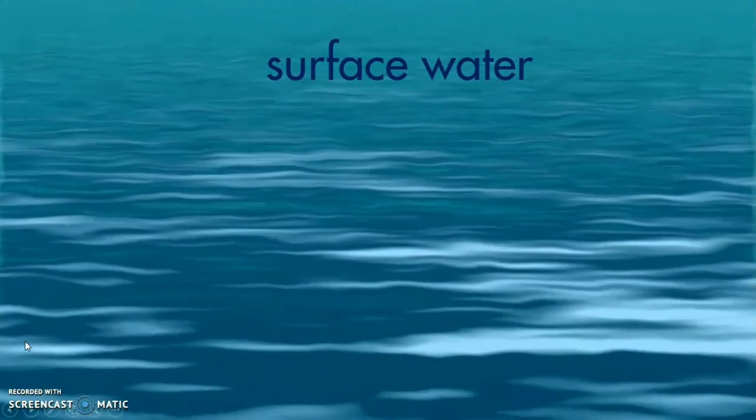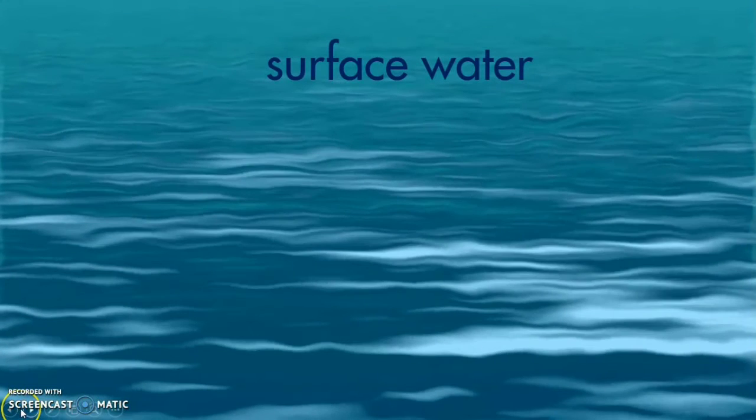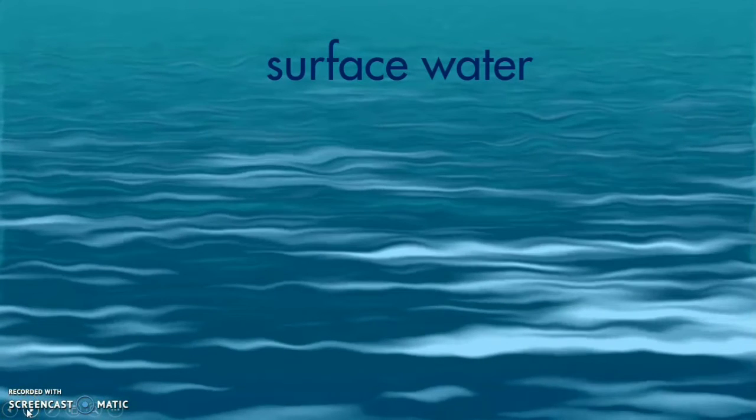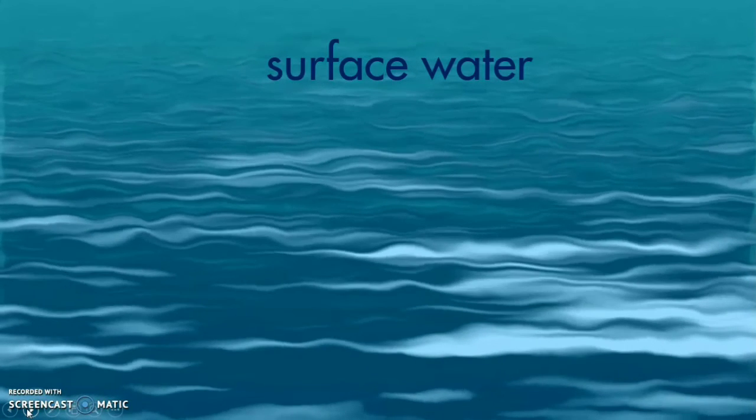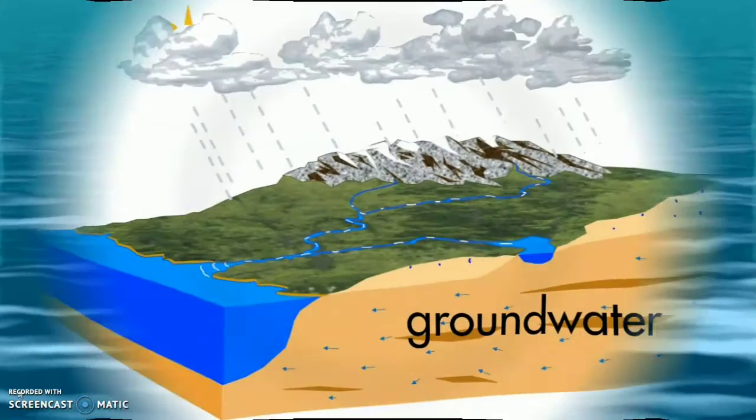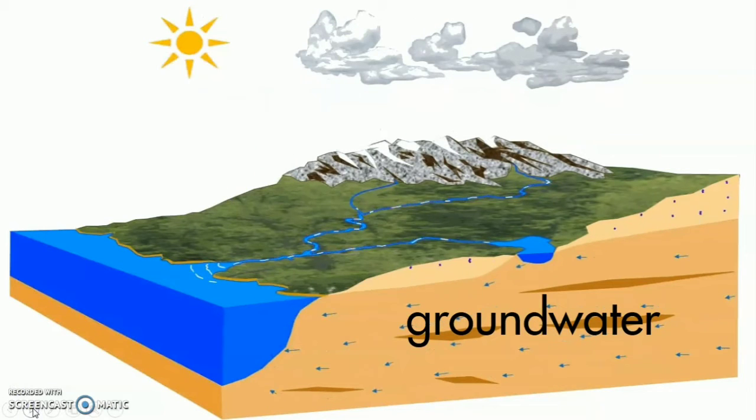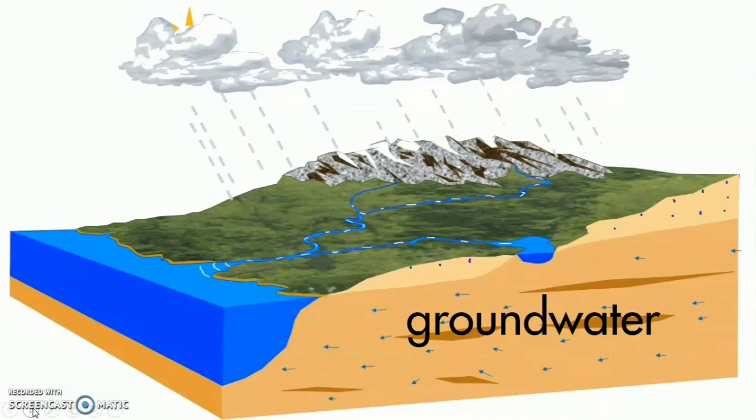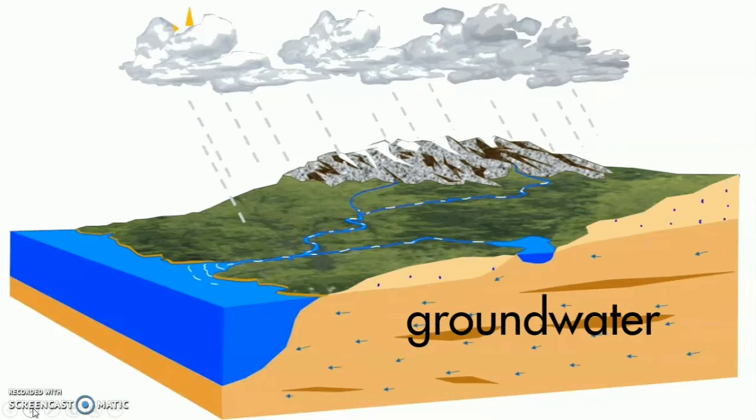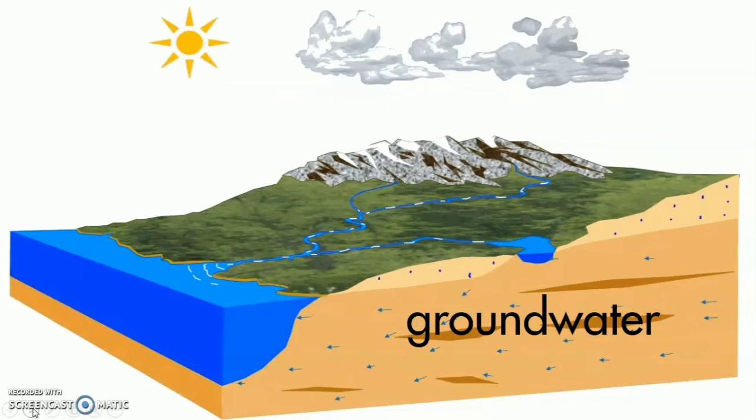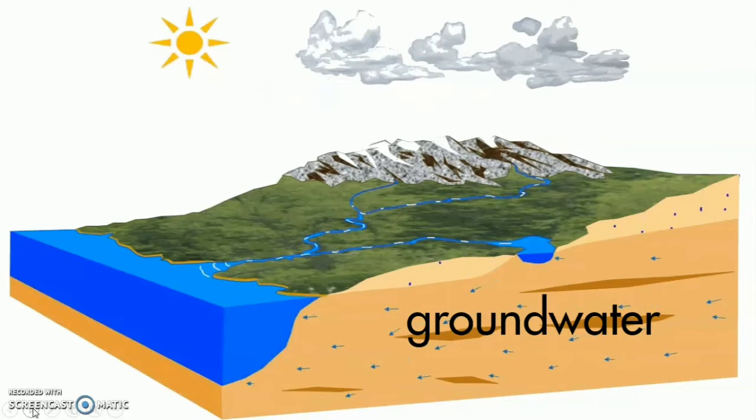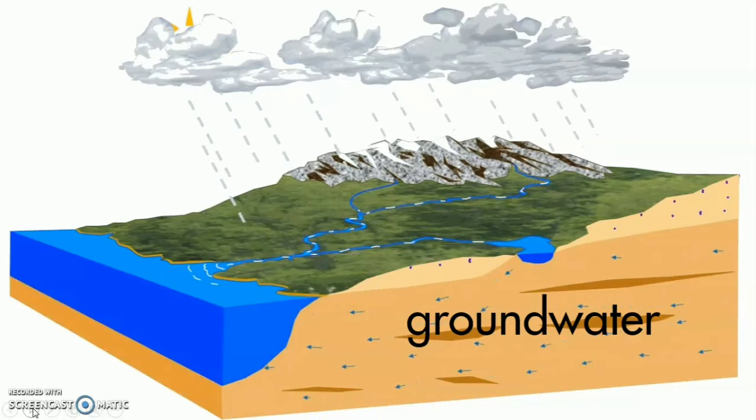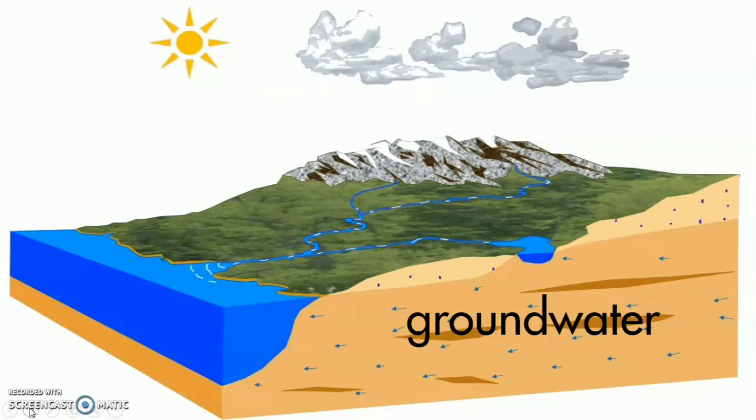The next one is surface water. Children, surface water is found on the oceans, seas, rivers, lakes and other water bodies. The next source of water is groundwater, which is found in the form of wells, springs, etc. So children, the three sources of water are precipitation, surface water and groundwater. Is it clear, children?